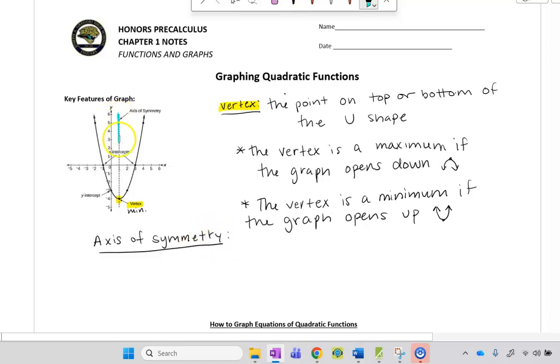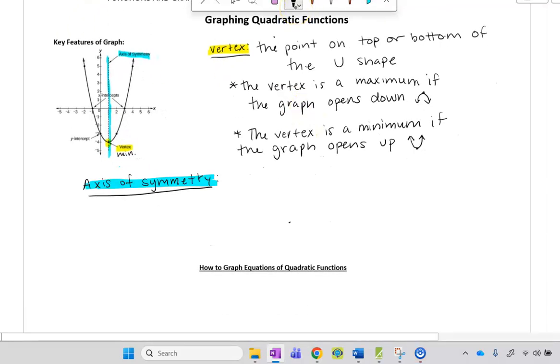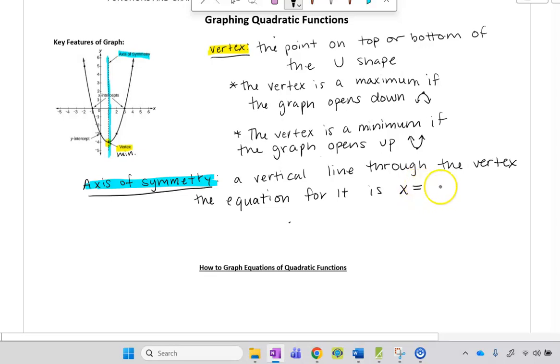Next, we have the axis of symmetry. On a graph, it looks like a dashed line. It's invisible, but it's the line that the parabola is symmetrical about, so it's kind of like a mirror line. Everything on both sides will be the same. The axis of symmetry is a vertical line through the vertex. The equation for it is x equals a number, and that number is going to be whatever the vertex goes through, so the x value of the vertex.